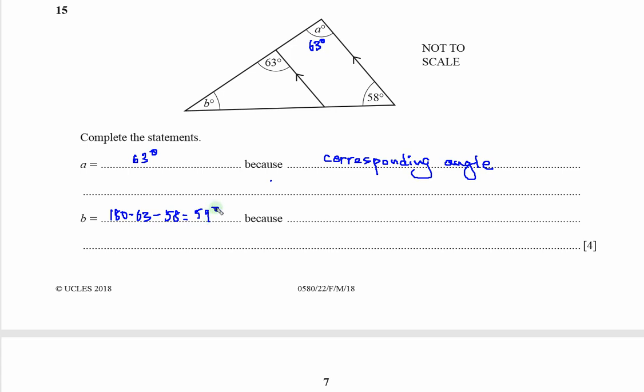Why? How do you write this? It's because the sum of the angles in a triangle is equal to 180.